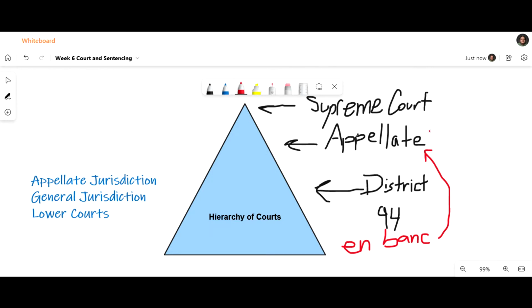So typically, you're looking at a council of 3. In rare and important cases, like big ones, that's when you have this en banc, where all of the judges at the appellate level will sit in and weigh in. So that's just a distinction. Like I said, I didn't explain it perfectly the first time. Anyway.